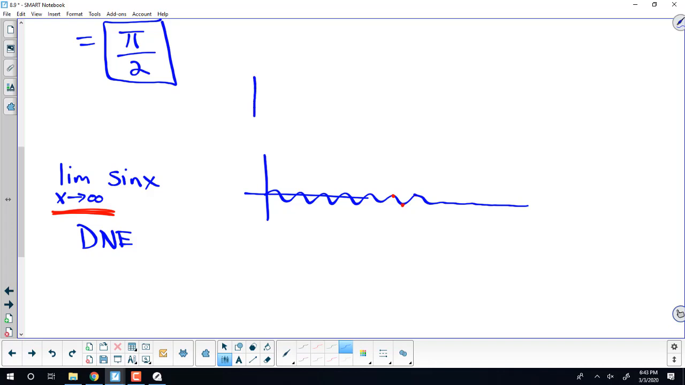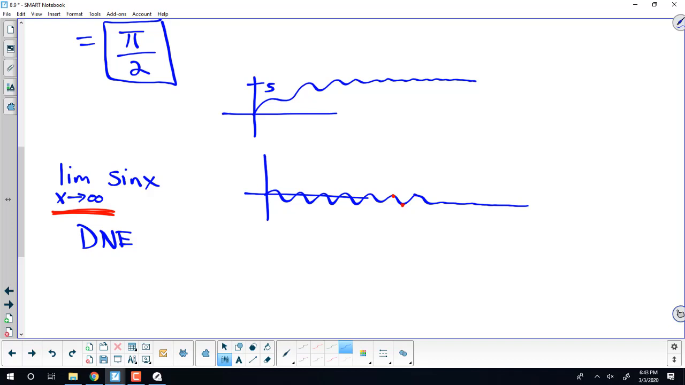You can have a periodic function that oscillates like this and then flattens out, say at 5. Then we could say that the limit at infinity does exist, and it's 5. But for sine and cosine, the limits at infinity don't exist.